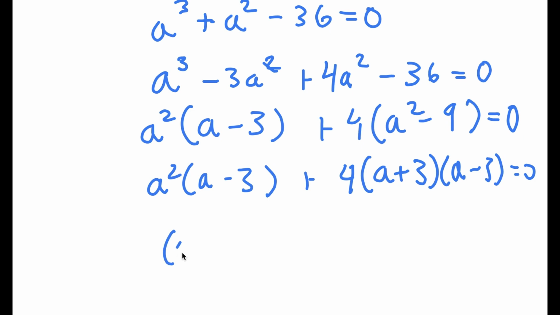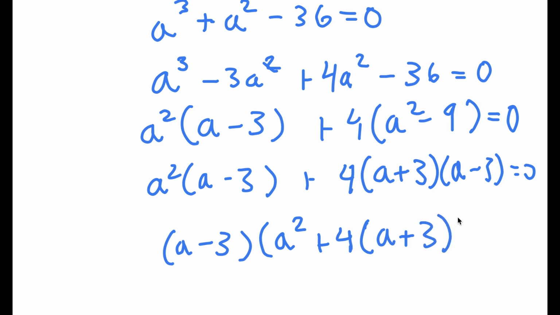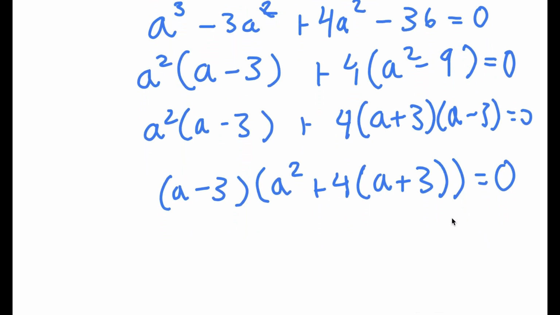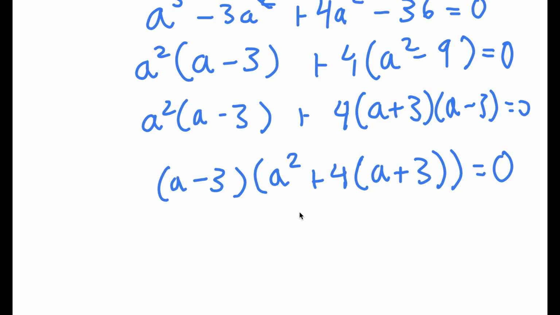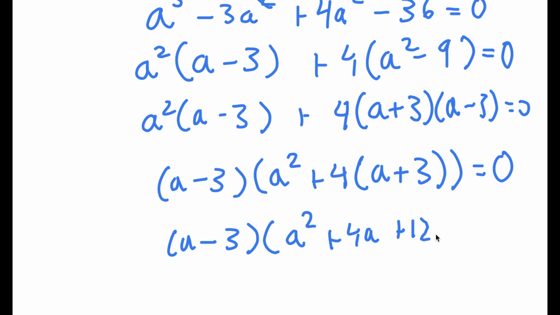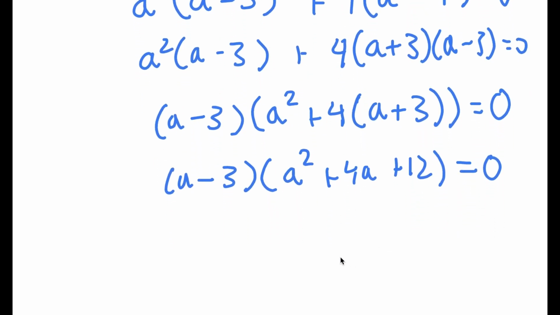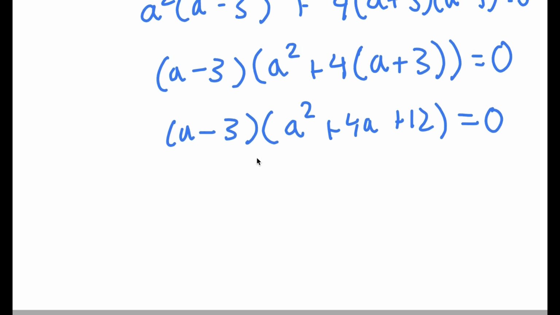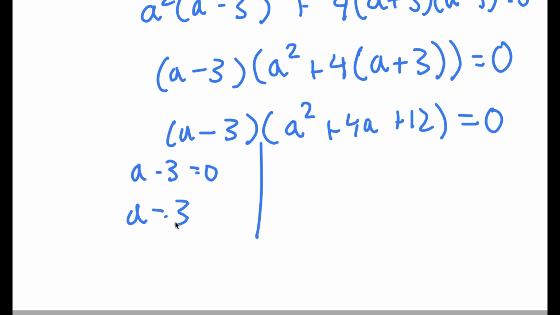So now if I factor out a minus 3, I get a minus 3 times a squared plus 4 times a plus 3 is equal to 0. And this is the same thing as a minus 3 times a squared plus 4a plus 12 is equal to 0. So now this gives me two equations. I have a minus 3 is equal to 0, meaning a is equal to 3. And a squared plus 4a plus 12 is equal to 0.